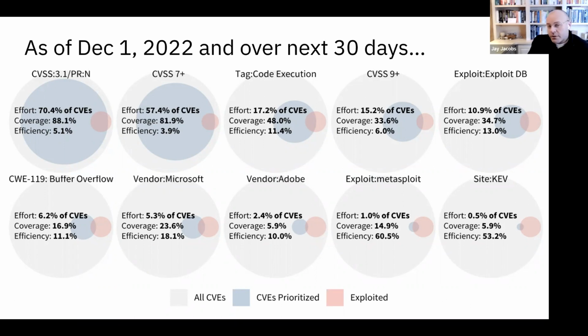And I think the vice versa is true. If we look at everything that we've seen exploited in December and we look at December 1st for what's on the KEV, we get a coverage of 6%. That is 6% of everything that we saw exploited in December was on the KEV. And then the efficiency: we saw about 53% of those on the KEV with exploitation activity. So we didn't see exploitation activity for 47% or so of the vulnerabilities on the KEV.